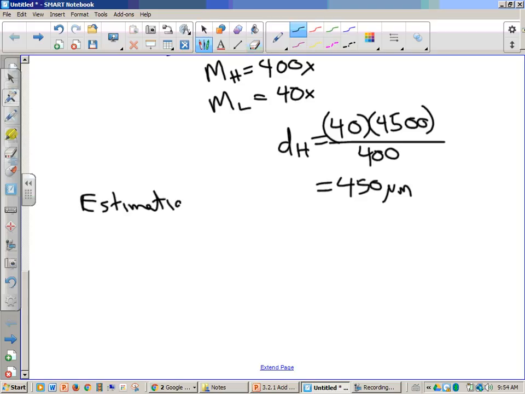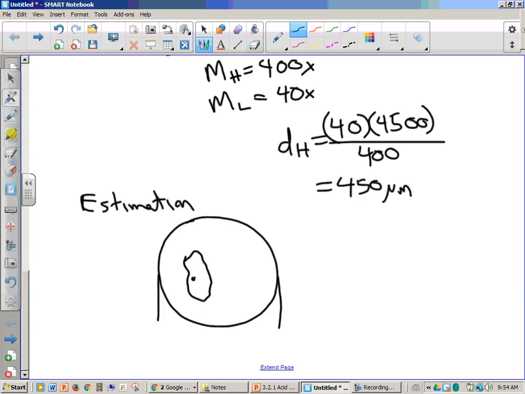Estimation. Let's say then that I'm looking at my microscope and I see that cell kind of looking like that. And I know that this width here is 4,500 micrometers. What is the width of the object? How did we do that? What did we have to do? Yep. Estimate how many fit across. So how many fit across, you think?